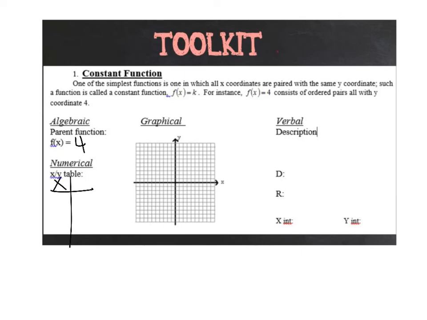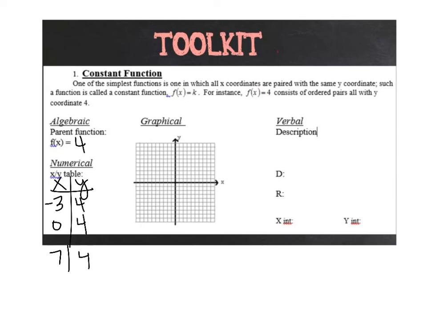And what that means is that it doesn't matter what you plug in for x. You could plug in -3. The y value is always going to equal 4. If I plugged in 0, I would still get 4. If I plugged in 7, I would still get 4. Doesn't matter, my y value stays constant.